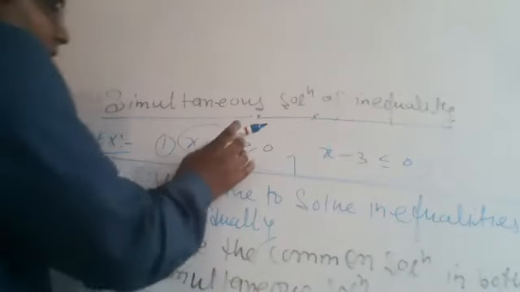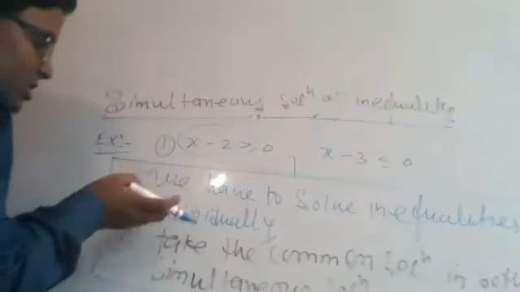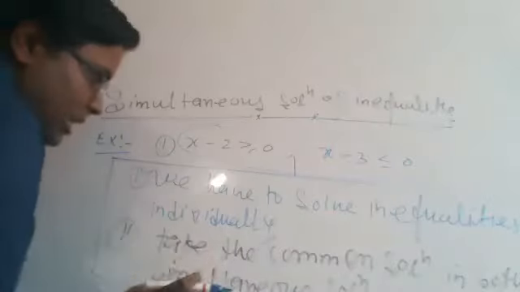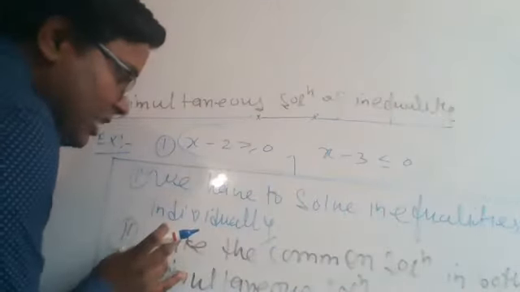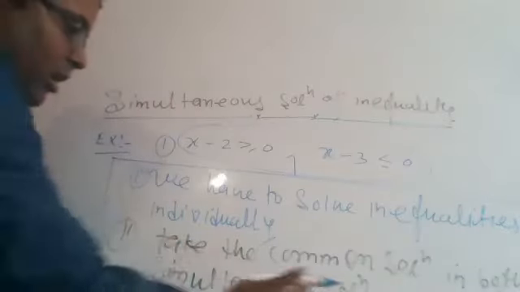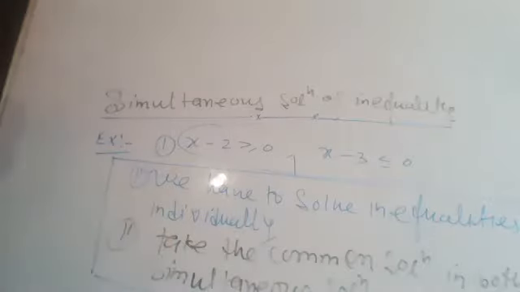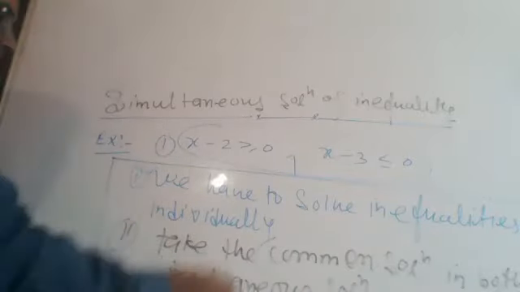We want to find the simultaneous solution of these two inequalities, and for this, the first step is to solve the inequalities individually. First we solve this inequality and this inequality, and after that, in the second step, we take the common solution in both to get the simultaneous solution. How do we take the common solution? I am going to explain. Just see the board and concentrate, everyone, and write down these notes.